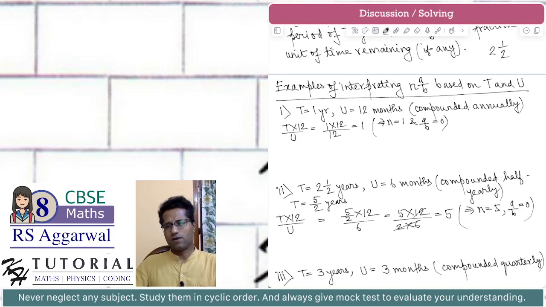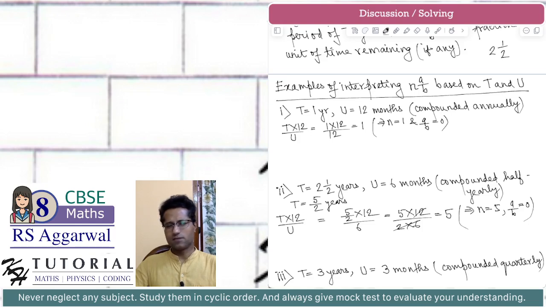Because we will have 5 complete units of time in 2.5 years, because u is 6 months. Since the unit of time is 6 months, in 1 year you will have 2 units of time. In 2 years you will have 2 into 2, 4 units of time, and finally half a year means 6 months, so you will have another 1 unit of time. So 4 plus 1 is 5. So n is coming to be 5, which actually means we will have to calculate the interest 5 times over the entire period, that is t equals 2.5 years.